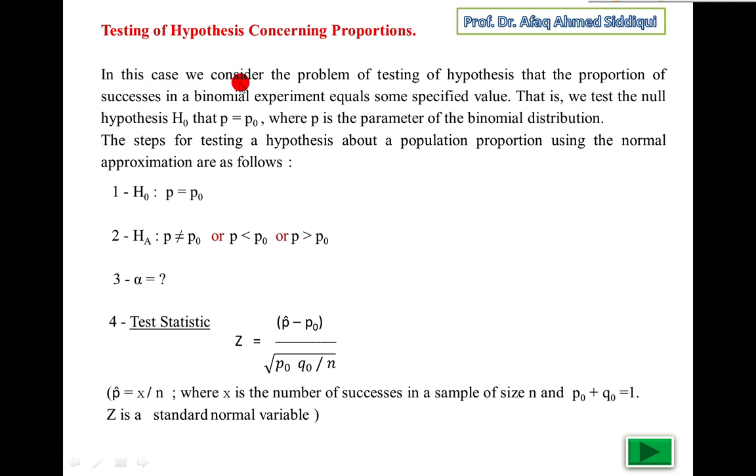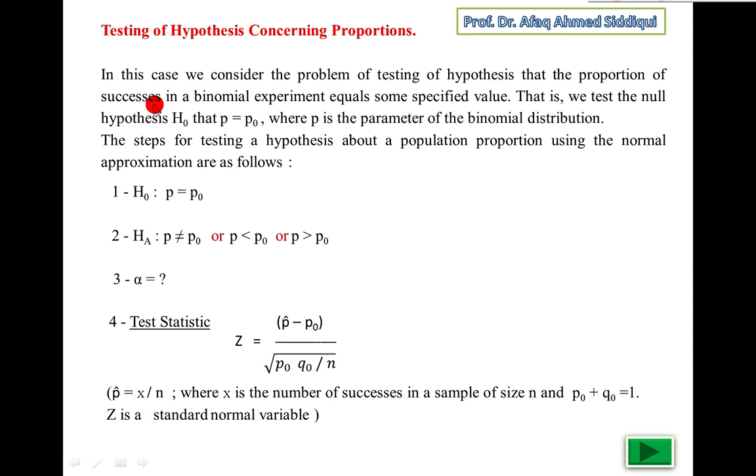So this is the definition of this topic. In this case we consider the problem of testing of hypothesis that the proportion of successes, P is the probability of success, in a binomial experiment equals some specified value. So if the probability of success is given, or is given means with the help of total outcome we will estimate the probability of success and then we will test the population parameter.